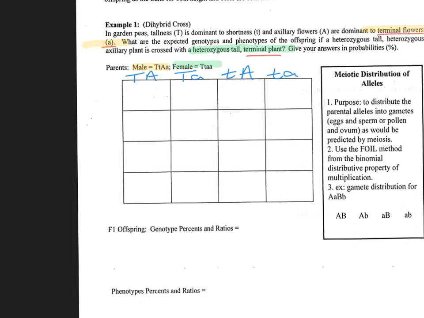The female, on the other hand, could have big T and little a, or it could have little t and little a, because that's all it has. It only has little a's. There's no big A involved for the female. Note that the female has no big A, just two little a's. So there's only two options. I don't need to worry about these down here.